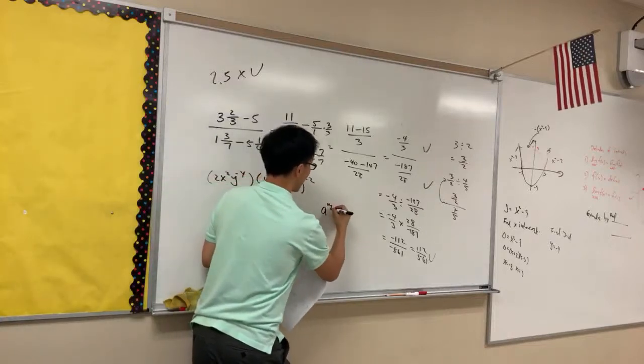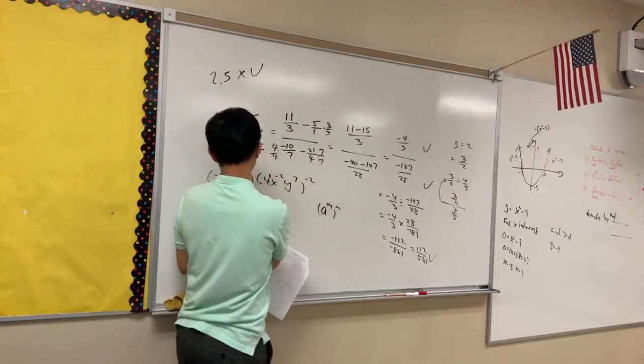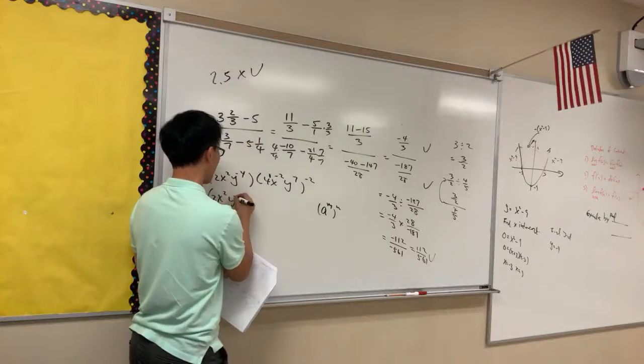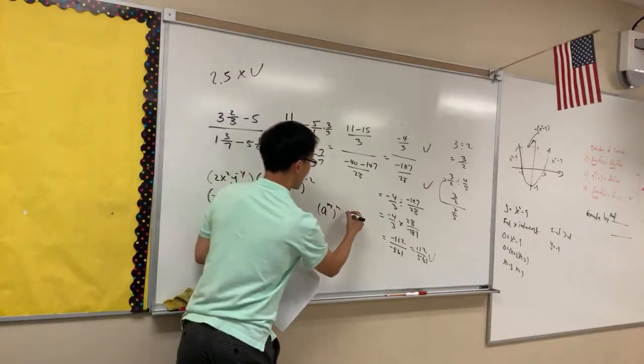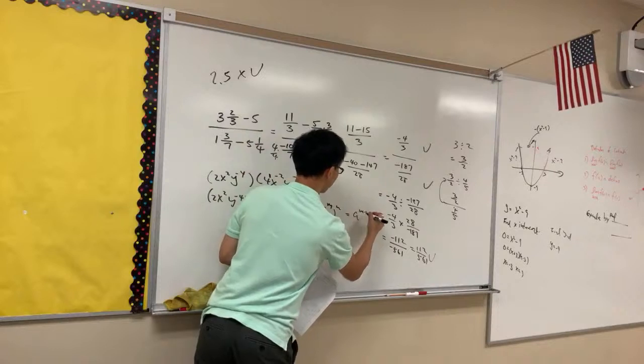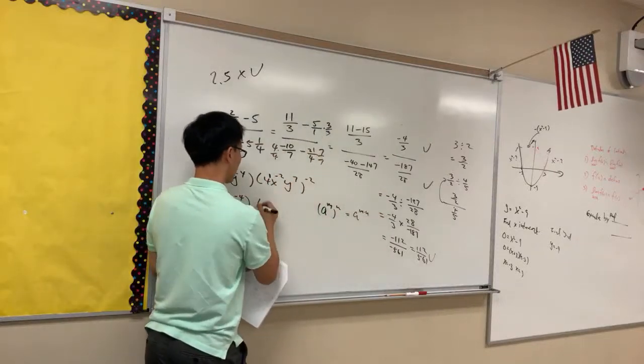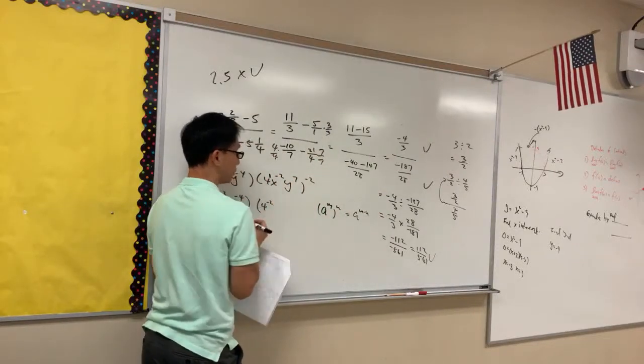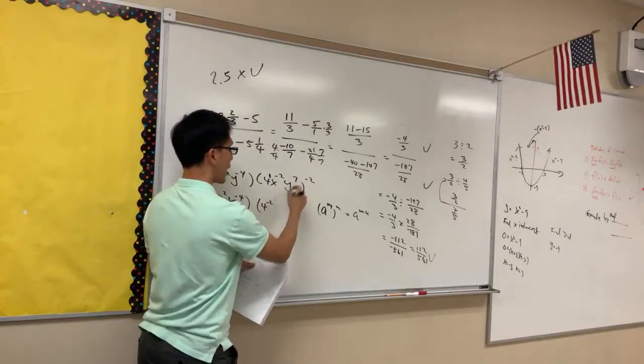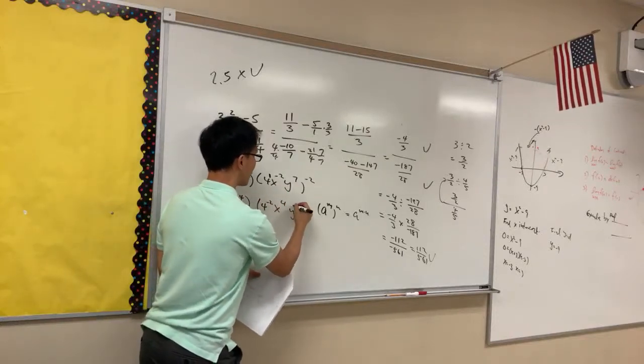So it's a to the n power. So that's going to be 2x squared y to the negative 4. This one is equal to times, so negative 2 is going to be 4 to the negative 2. Does that make sense? x to the 4th and y to the negative 14.